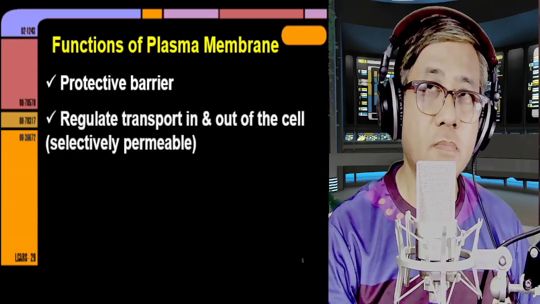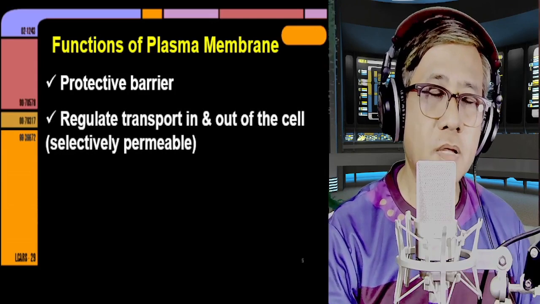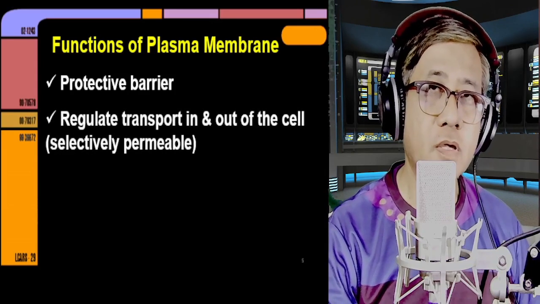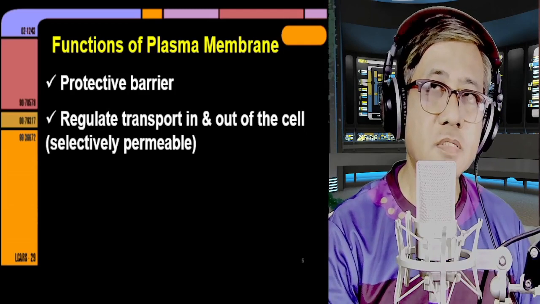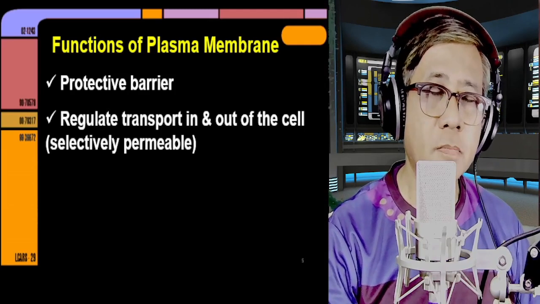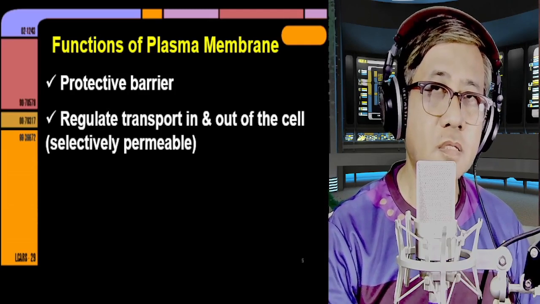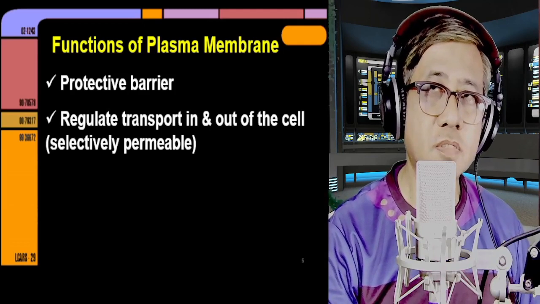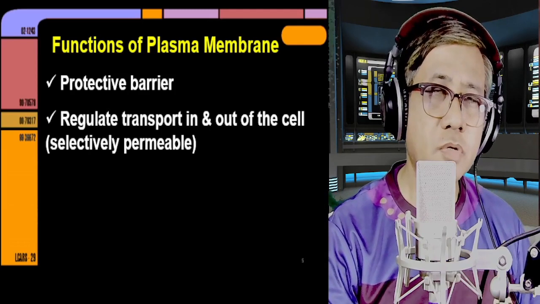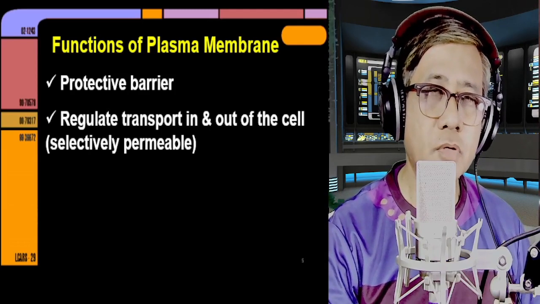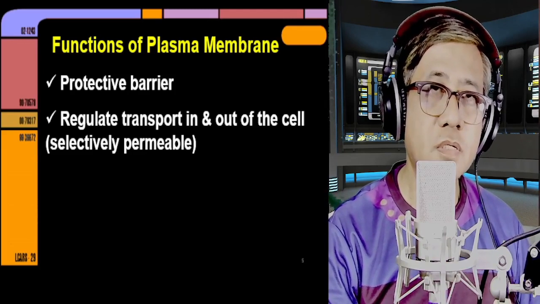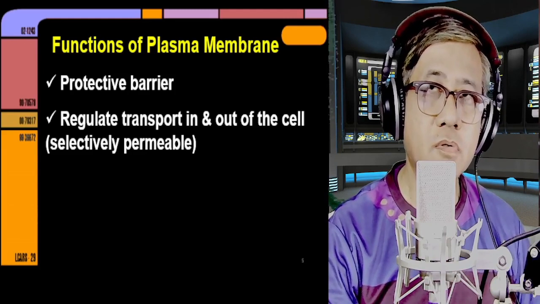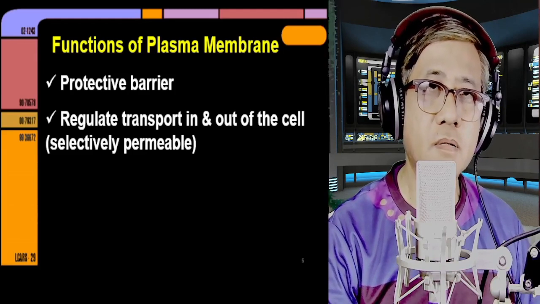And just like what I mentioned a while ago, the plasma membrane plays a very important role in homeostatic balance. The cell membrane or the plasma membrane regulates the entry and exit of substances. And this property of the plasma membrane regulating what goes in and what goes out of the cell is known as selective permeability or semi-permeability.